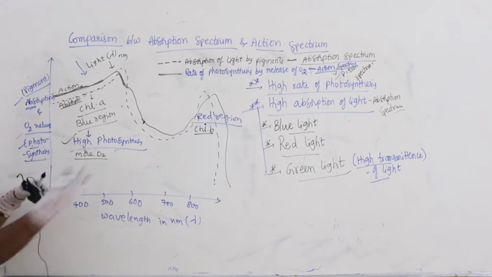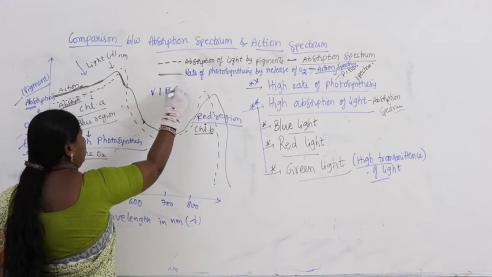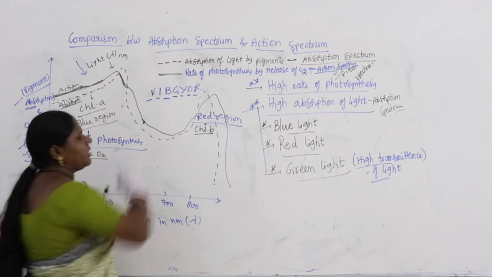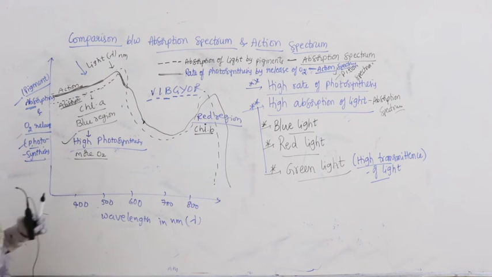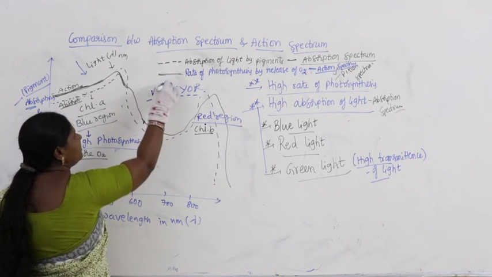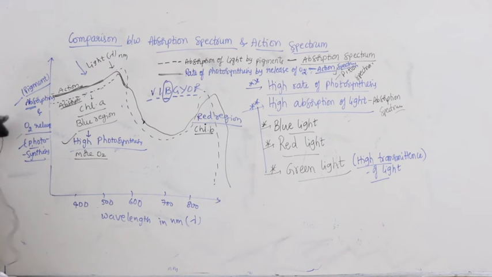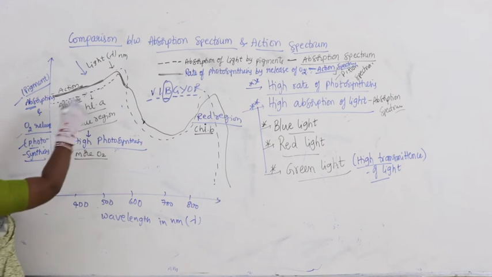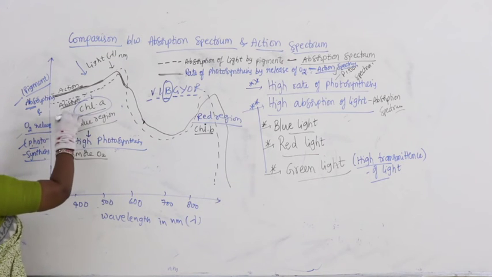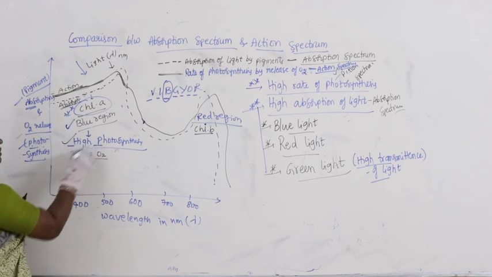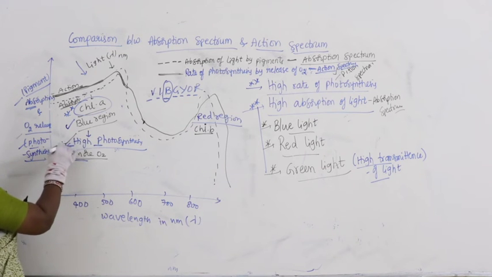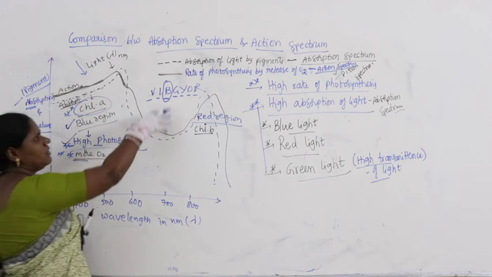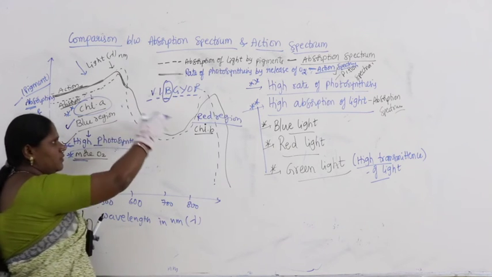What is VIBGYOR? You know it very well. So this is violet, indigo, blue, green, yellow, orange and red. Which are the regions that show high rate of photosynthesis? Blue region. So when light is passing, indigo and violet, when it comes to blue region, chlorophyll A is showing high rate of photosynthesis with more release of oxygen. Then in the remaining green, yellow, orange, the light falls down.